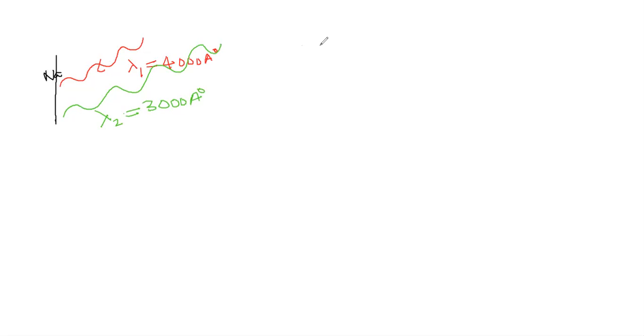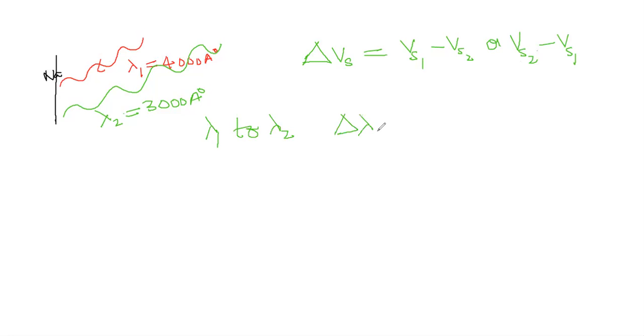Okay, and they are asking you to find out the change. They are not asking you to find out the stopping potential. They are asking you to find out the change in the stopping potential. Change means what? Vs1 minus Vs2, or maybe it is Vs2 minus Vs1. It is the difference between the stopping potentials. What have they changed? They have changed lambda 1 to lambda 2. So we know the change in the wavelength, and we need to find out the change in stopping potential.